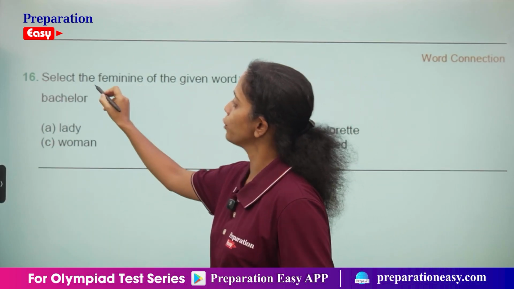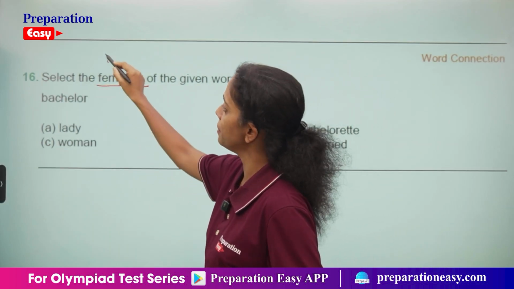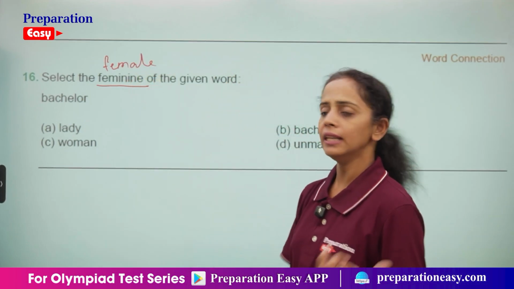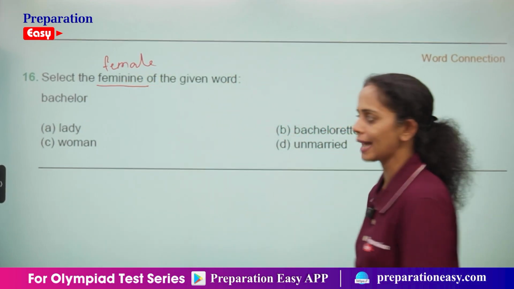Next, you have to find a feminine. Feminine means a female. You have to find the female of the given word, that is bachelor.